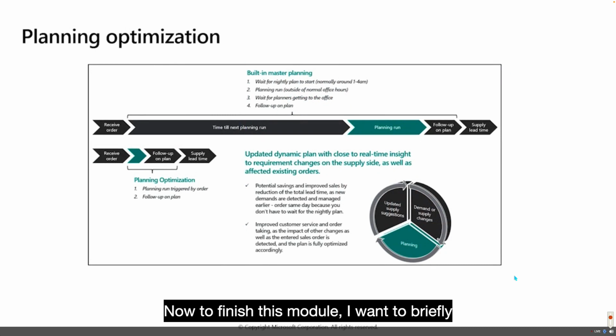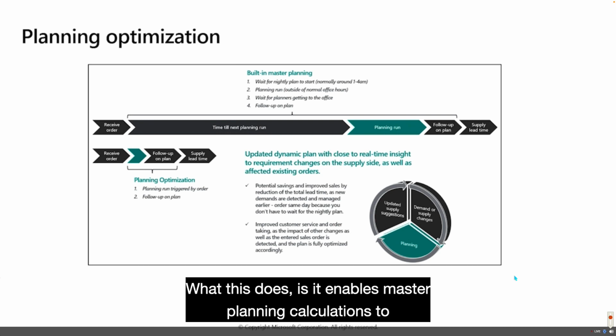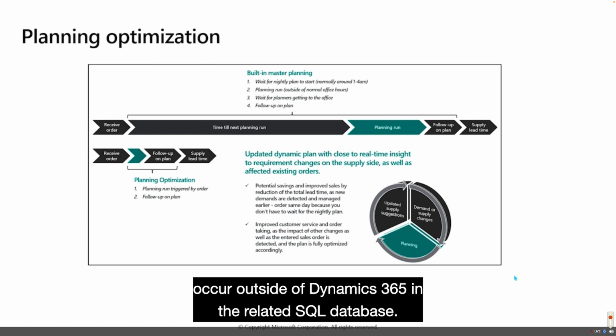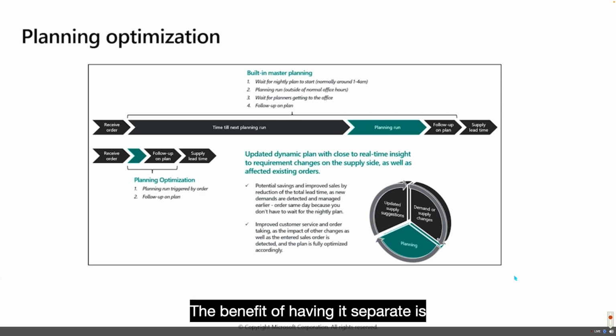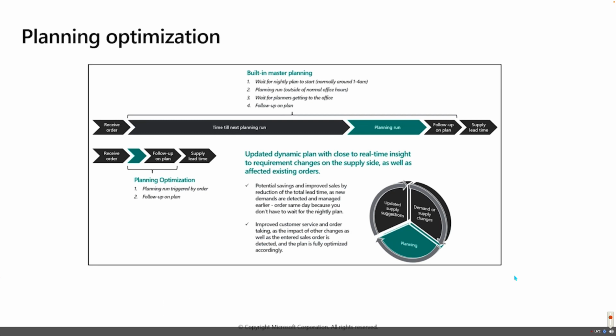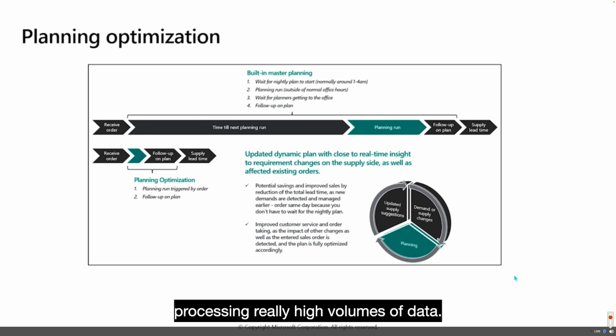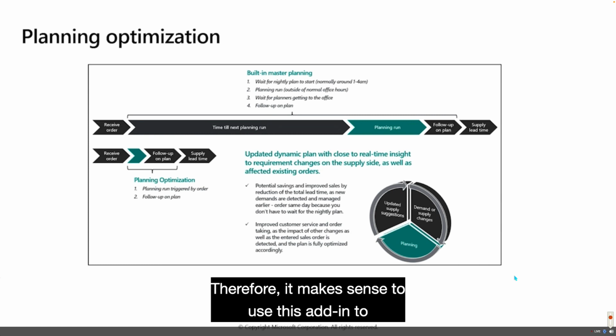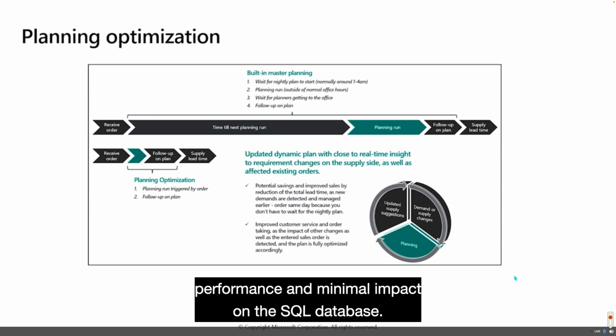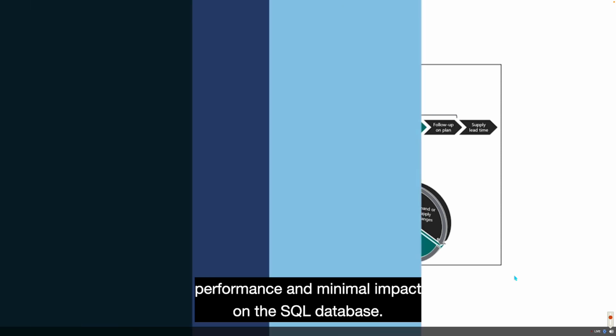Now, to finish this module, I want to briefly touch on the planning optimization add-in for Dynamics 365 Supply Chain Management. What this does is it enables master planning calculations to occur outside of Dynamics 365 and the related SQL database. The benefit of having it separate is that these master planning runs can be very long running, and they're also processing really high volumes of data. Therefore, it makes sense to use this add-in to minimize the server load, and you'll see improved performance and minimal impact on the SQL database.